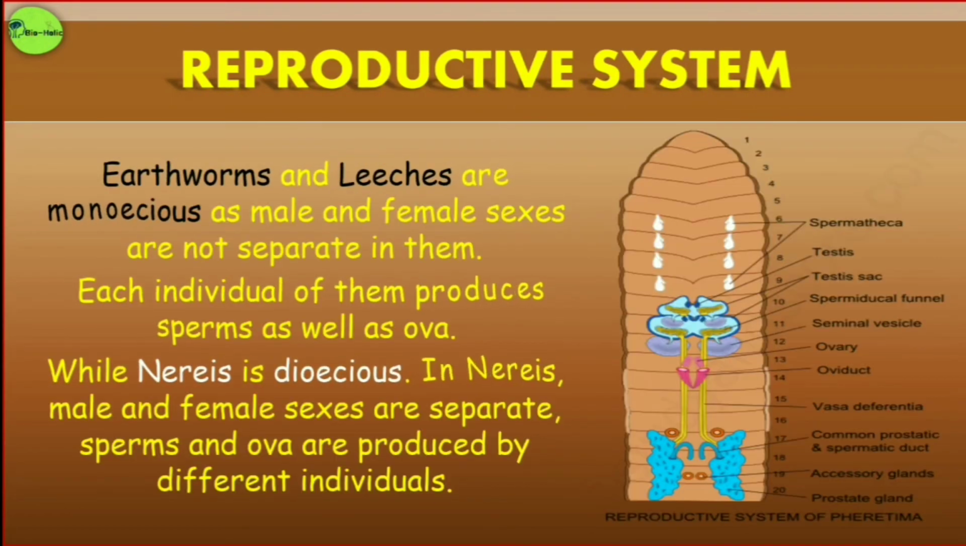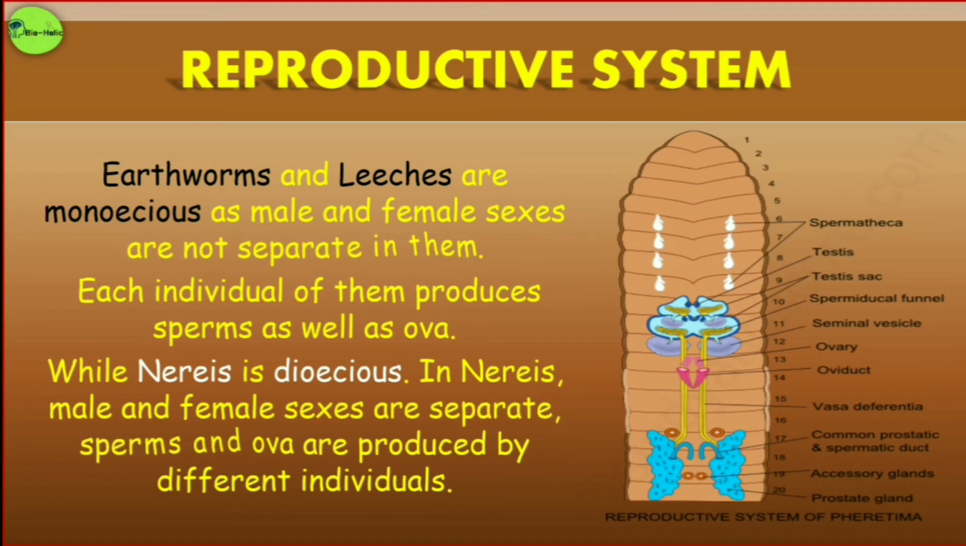Next is the reproductive system. So, earthworms and leeches are monoecious, as their female and male sexes are not separate in them, and each individual of them produces sperms as well as ova in their body. But Nereis is dioecious. It means in Nereis, male and female sexes are separate and sperms and ova are produced by different individuals. Okay?